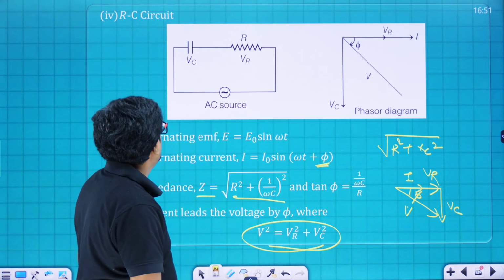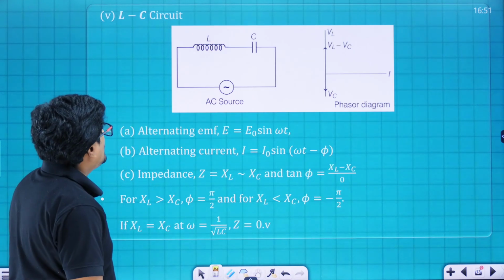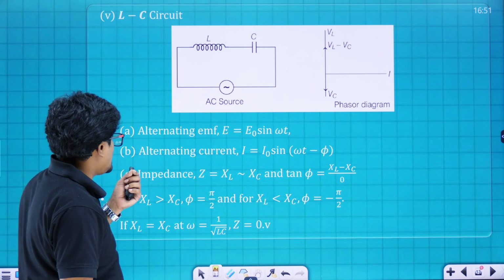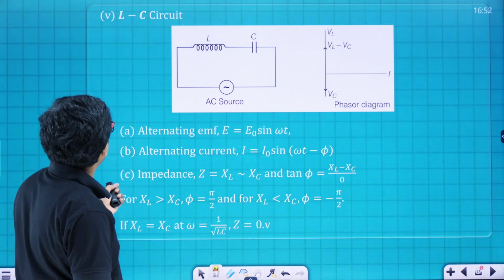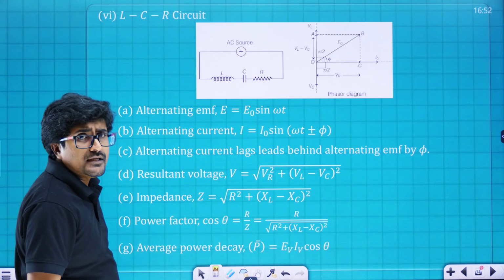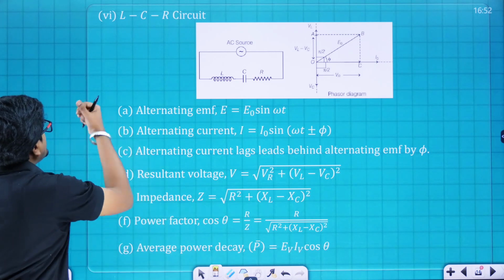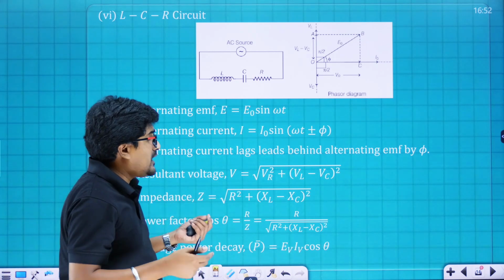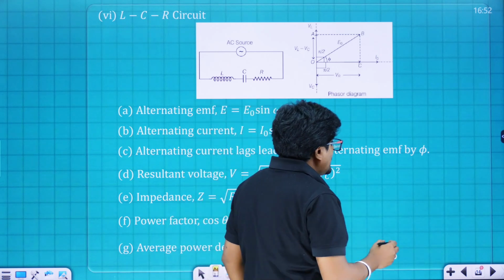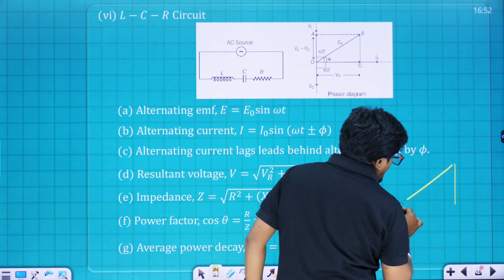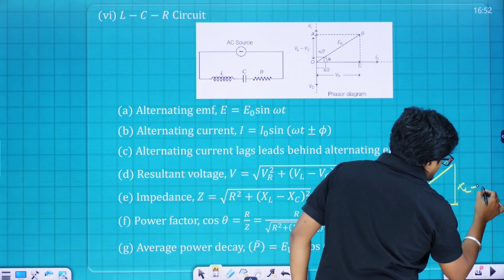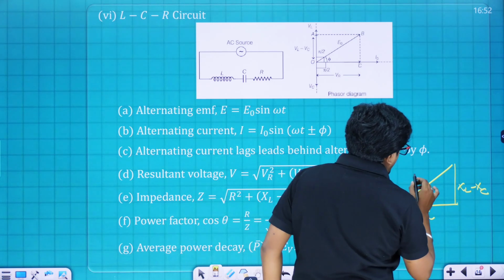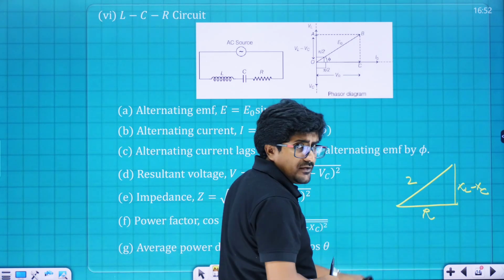All right, okay, moving to the next, that is LC circuit. Fine, so this is not in our syllabus so far because LC oscillation is removed. Moving to the next, that is LCR circuit. All right, so in this case, I am having an inductor, capacitor as well as resistance. So in that condition, if I consider the impedance triangle, here this is going to be XL minus XC, here this is going to be R, and here this is going to be the effective impedance.